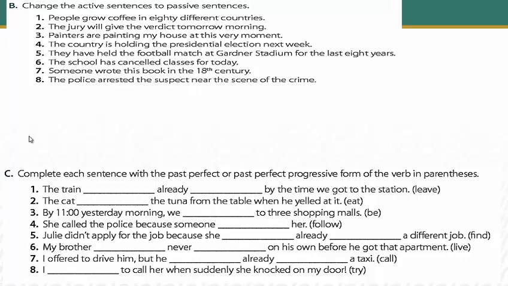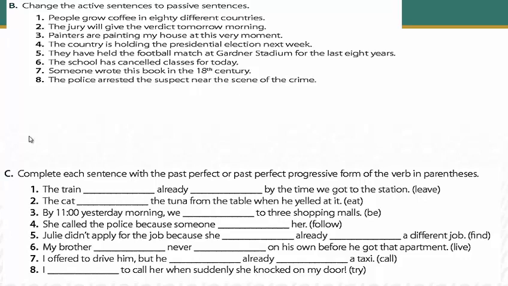Exercise B. Change the active sentences to passive ones. Can anybody remind me with the general rule of the passive? Yes, we start with the object and then we use verb to be according to the tense of the sentence, and then the past participle of the main verb and the completion of the sentence. If we need to add the agent to give information about the doer of the action, we precede it with the word by. Okay? So here again, people grow coffee in 80 different countries.